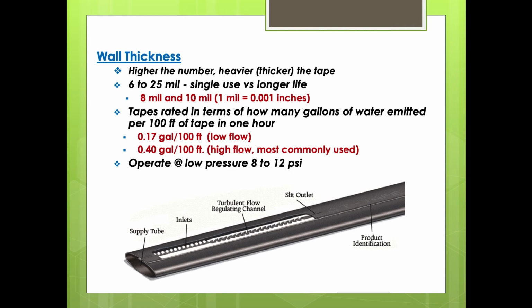I said there's low flow and high flow tapes. This is the range you're going to see, anywhere from 0.17 gallons on up to 0.4. There's some stuff that goes a little bit higher now, but that's the typical range. Almost always when I walk into a store and I see drip tape, it's high flow tape. It's 0.35, 0.4. That's putting out a lot of water, and it may not be what you need in your situation.